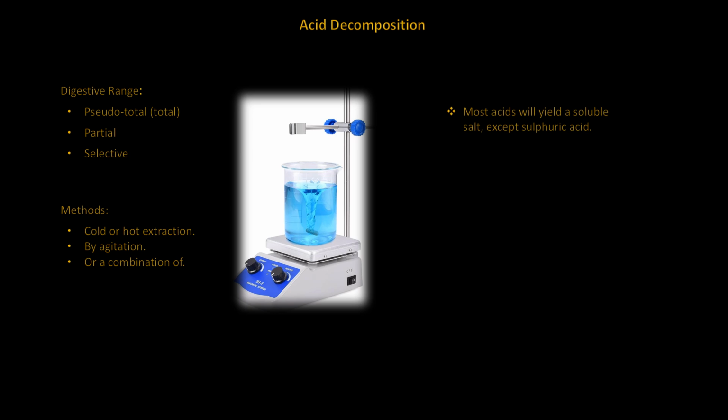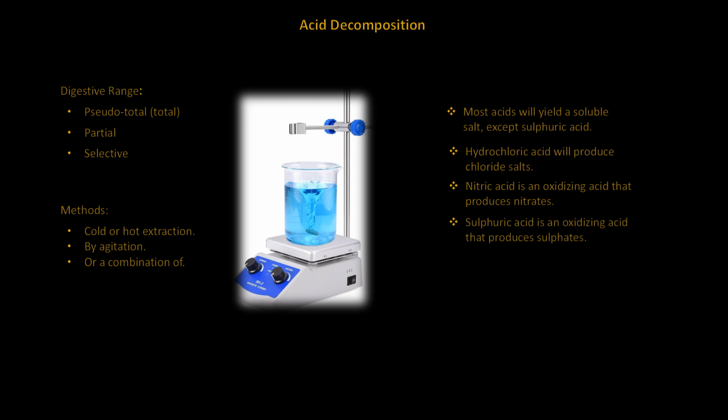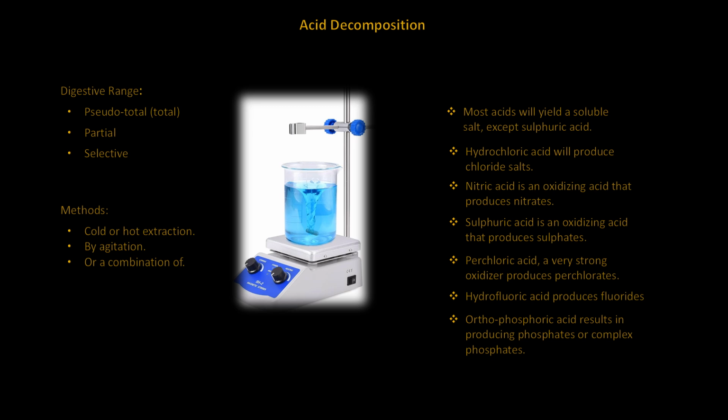Most acids will produce salts. There is an exception, and that is sulfuric acid. Hydrochloric acid produces chlorides, and nitric acid will form nitrates. Now sulfuric acid, which is an oxidizing reagent, produces sulfates. Perchloric acid, which is a very strong oxidizer, forms perchlorates. Hydrofluoric acid results in fluorides, and orthophosphoric acid generates phosphates, as well as complex phosphates.